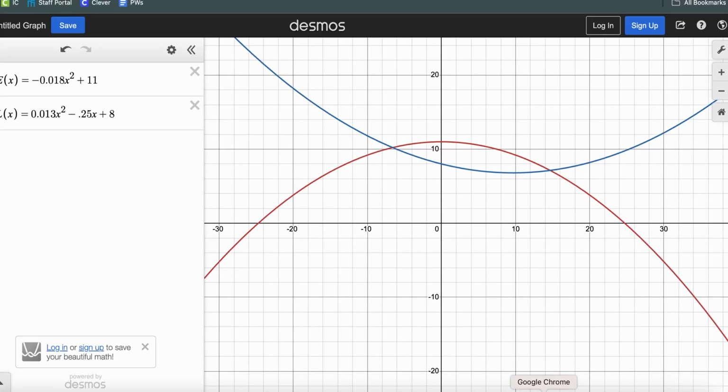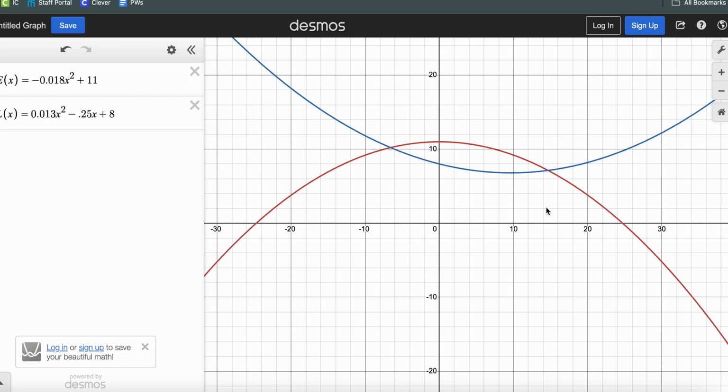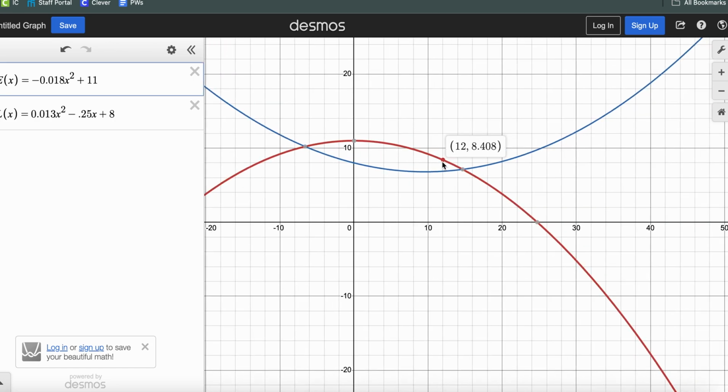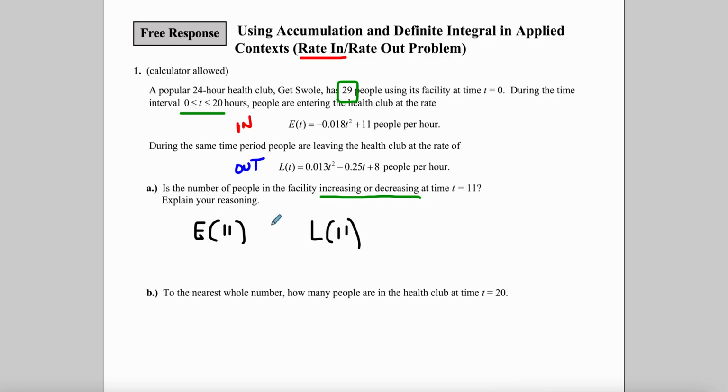Now I went ahead and graphed these two functions. You can see here that at 11, the entry function is above the leaving function. So that's a dead giveaway that since entry is greater, we are increasing. My justification would be that the rate of entry is higher than the rate of leaving.